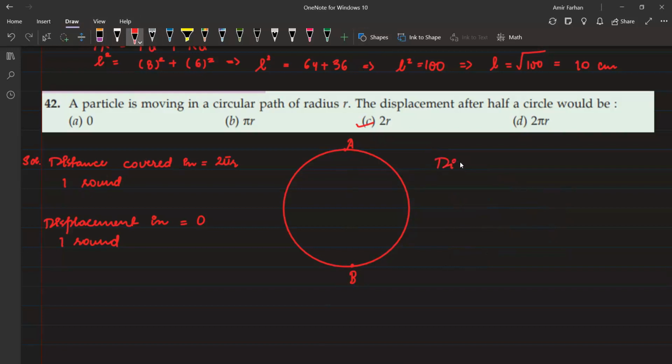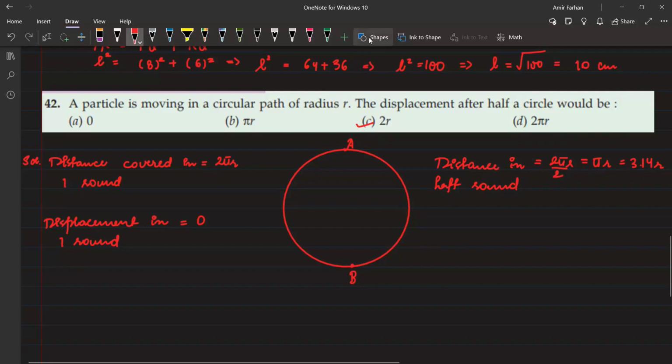So distance in half will be 2 pi r divided by 2, which equals pi r. So pi r, with pi equal to 3.14, is r multiplied with 3.14. I've taken this 3.14, I will tell you why.